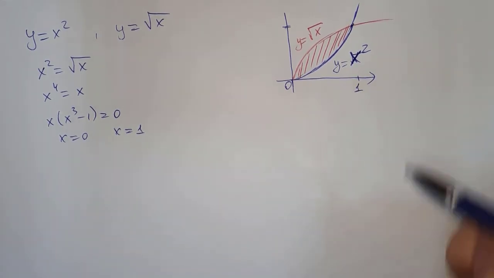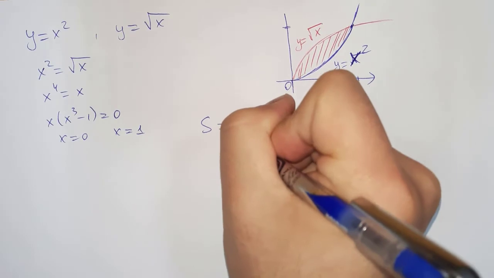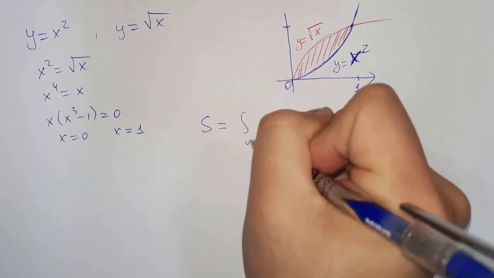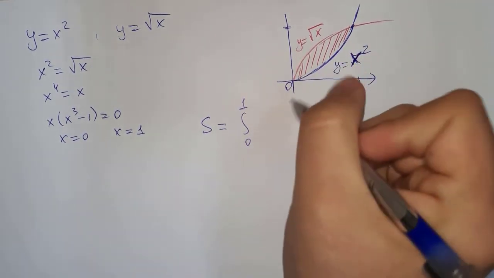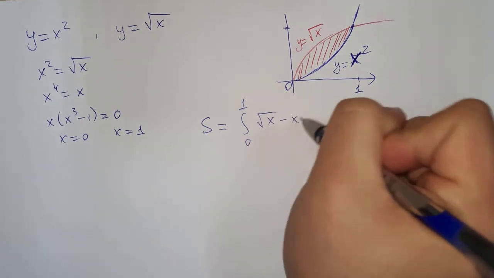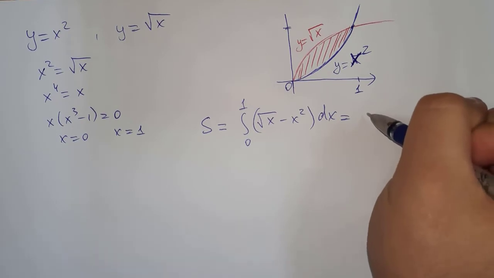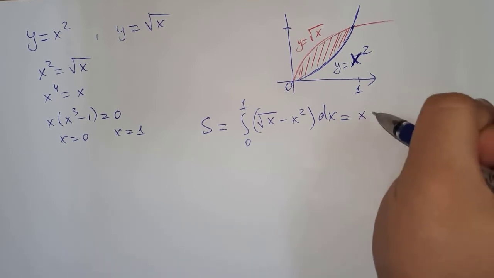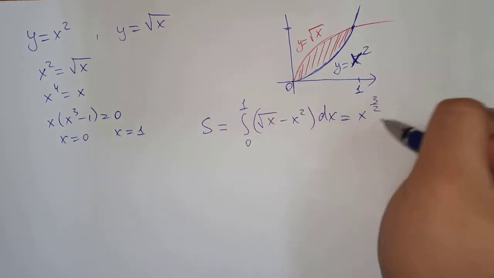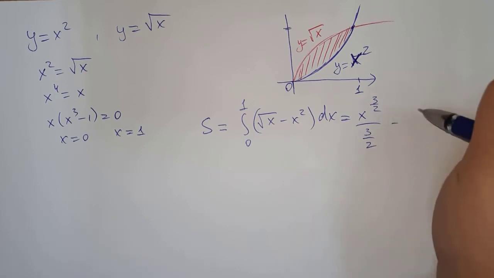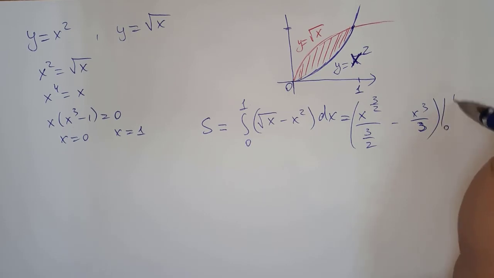So we need to integrate on the interval 0 to 1. So S equals the integral from 0 to 1. Which one is the upper one? Square root of x, of course. Square root of x minus x squared dx. If we continue, it will be x to the power 1/2 plus 1, which is 3/2, over 3/2, minus x cubed over 3 on the interval 0 to 1.